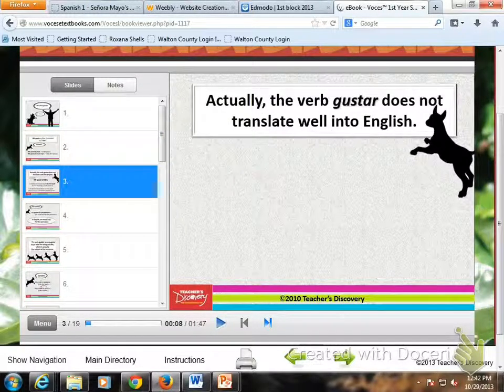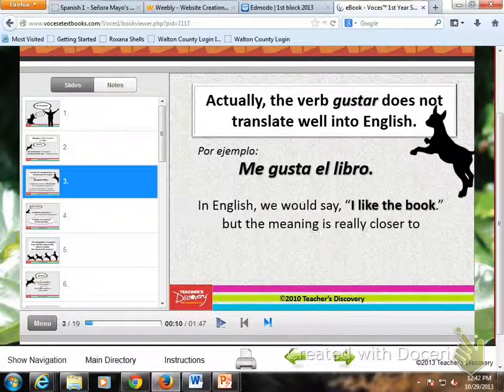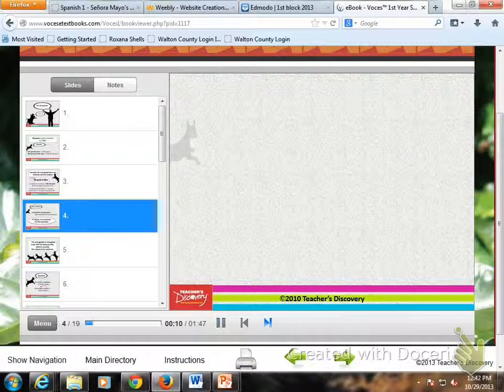Okay. Verb gustar, again, doesn't translate very well. That's why online translators don't always work. But me gusta el libro. Okay. The closest to what we would normally say in English would be I like the book. However, what it's literally saying is the book is pleasing to me, or I am pleased by the book, or the book pleases me. Nobody goes around saying that. So that's what it literally says, though. That's why it's got kind of two different parts to it that we need to look at.